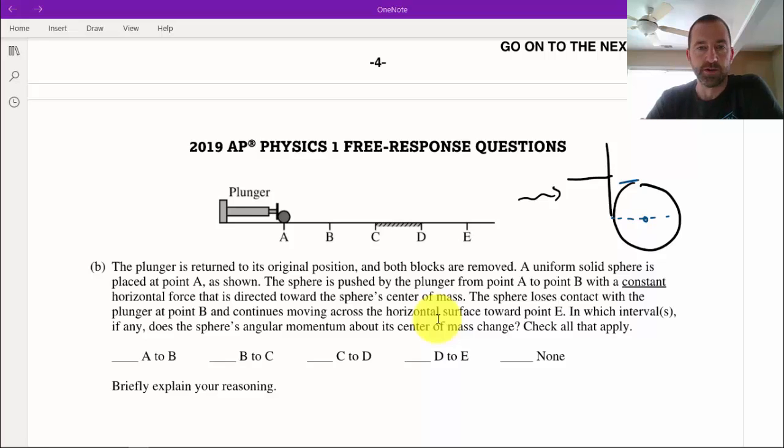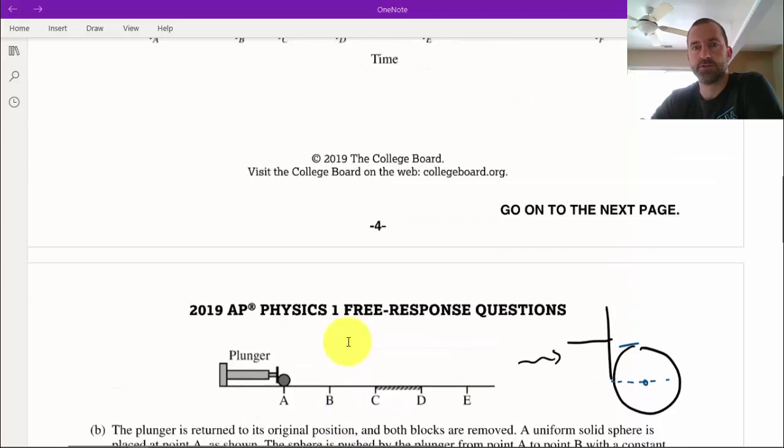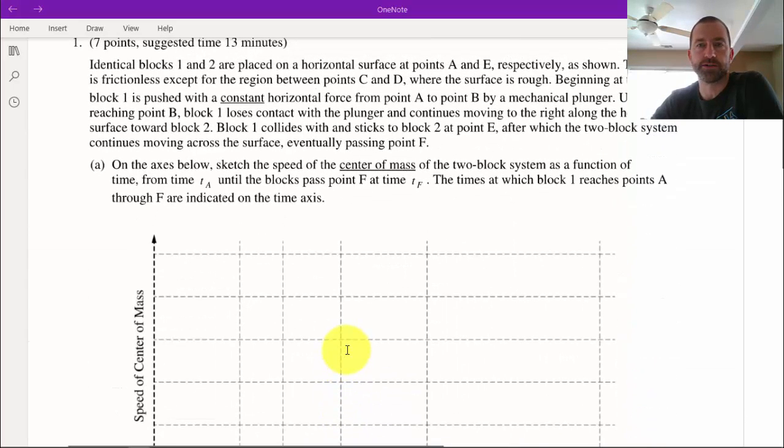So I'll leave that little blue line, no big deal. We want to make sure that we think about that, but then they're asking us at which point, if any, does the sphere's angular momentum change? So when is there going to be a change in angular momentum, and explain why?